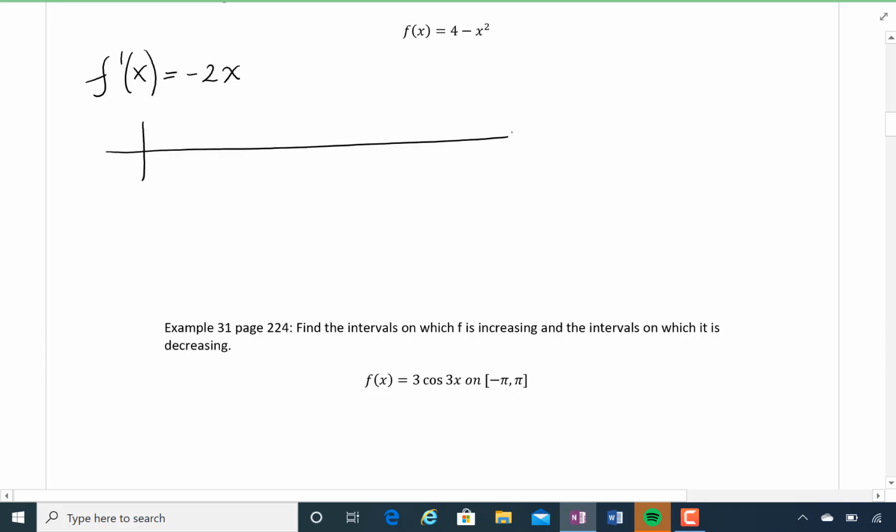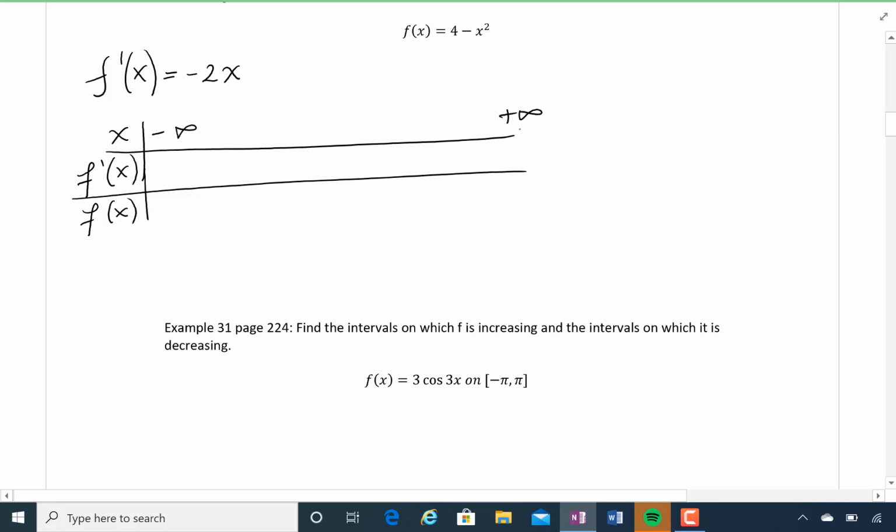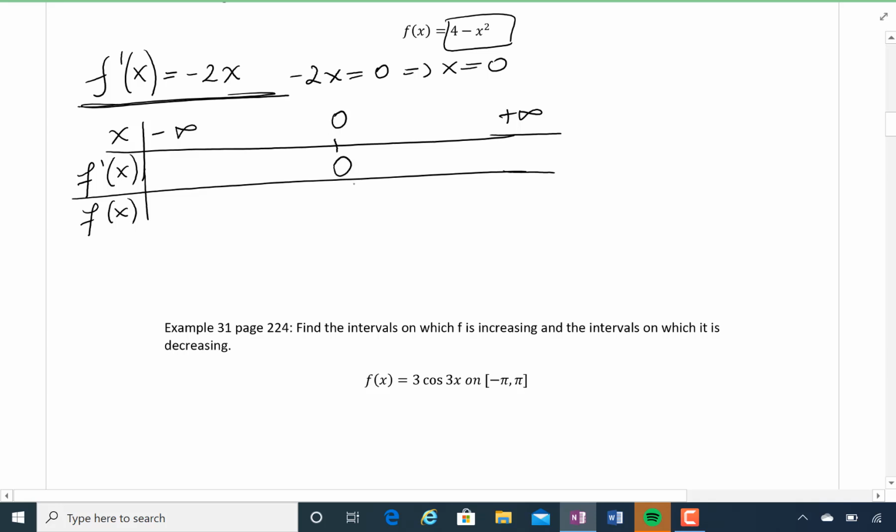Well, I'm going to make a table because that's easy to work on. I'm going to put f prime of x on the second line and f of x on the third one. On the first one is x. And I'm going to put the domain of this function, which is from negative infinity to infinity, right? Because it's a polynomial. The derivative of f of x is negative 2x, and the solution of negative 2x equals 0 is x equals 0, right? So this function is 0 at 0. If I put 0 here, I get 0 here.